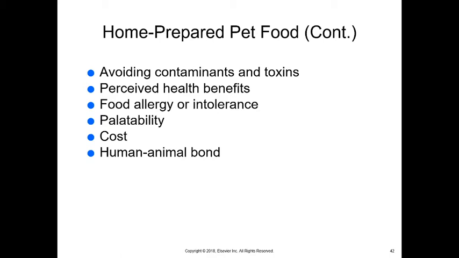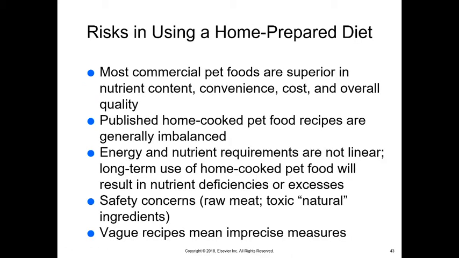So they're trying to avoid contaminants and toxins. They want to make sure their pet is as healthy as possible. Their pet may have a food allergy or intolerance. They may not eat manufactured food very well. It could be a cost thing, but it certainly will increase the human-animal bond. So we have to keep that in mind, and this is why people want to do it.